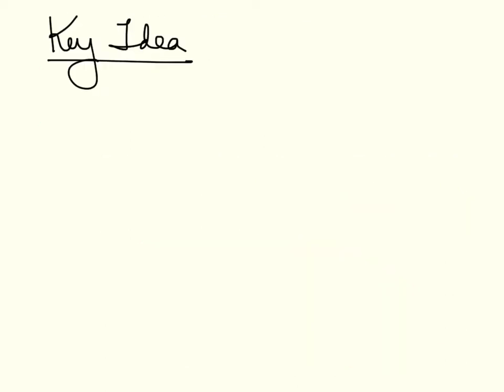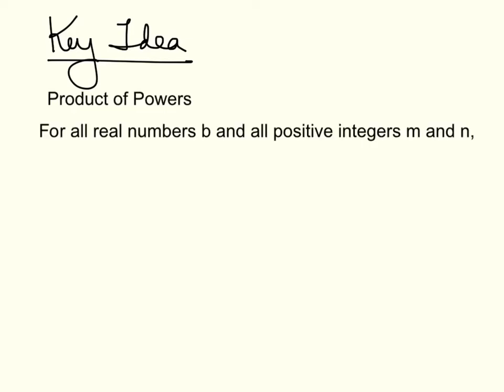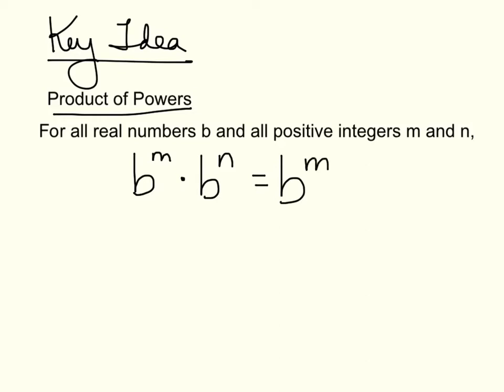Your key idea states this for the product of powers. For all real numbers b, and all positive integers m and n, you can take b to the m power times b to the n power, and that is going to give you b to the m plus n. Whenever you have the same base taken to powers, you just add the powers together.